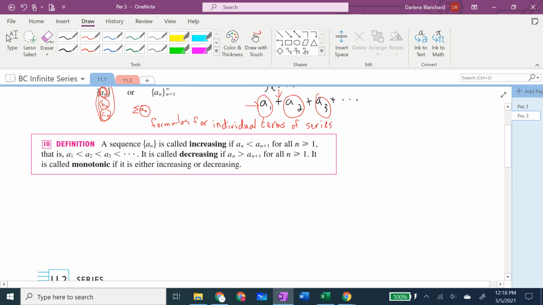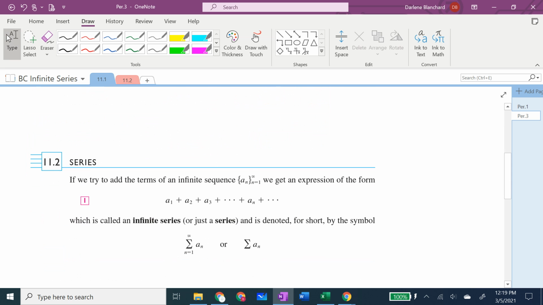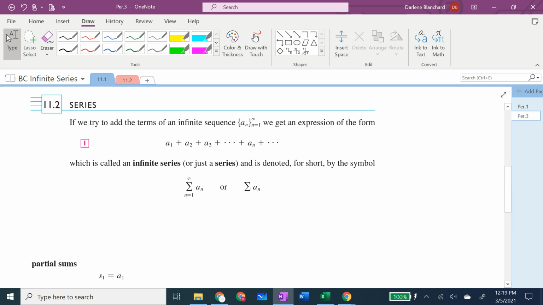Okay. And that's all I'm going to say from section 11.1. However, I will be at times bringing up things that are in that section. But I have learned to be careful about not spending too much time on sequences because our primary objective is to actually add them together. So, with that said, I now need to bring up partial sums. So we are now in section 11.2.